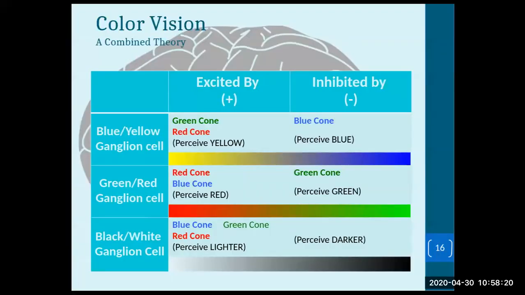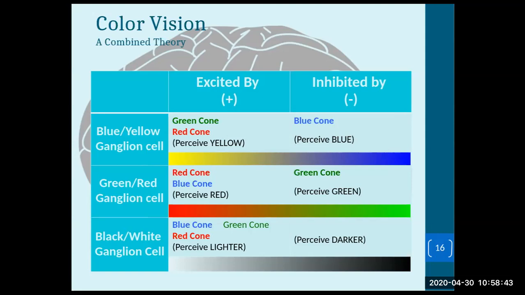And here it is. So we're looking at the blue-yellow ganglion cell, which is excited by green and red cones, and that will give us a perception of yellow. It is inhibited by the blue cone. So again, you will either see gold, yellow, or you'll see blue. The dress was either black and blue or white and gold. And yellow and blue, of course, are opponent processes.